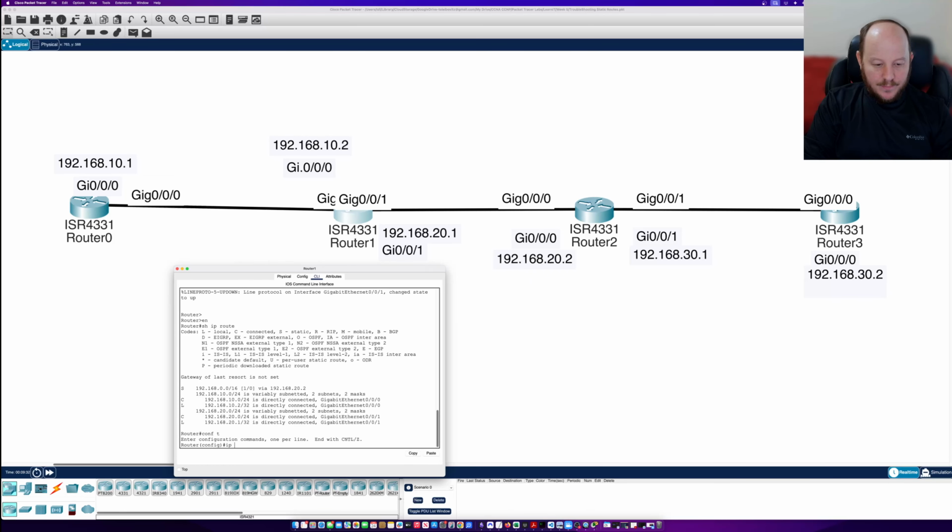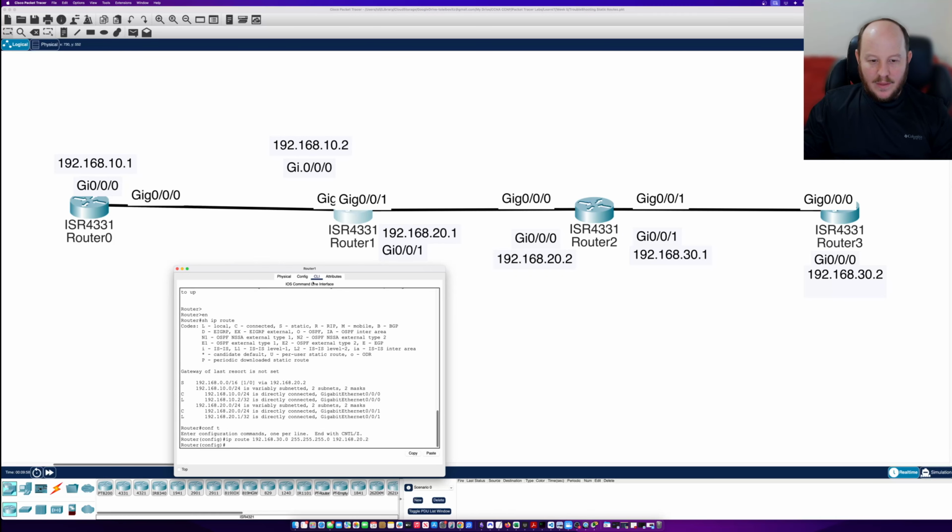Go to global config mode, IP route, 192.168.30.0, 255.255.255.0. In this case, what would router 1's next hop be? It'd be this next interface over, gigabit 000, which is configured as 20.2. So we'll configure that for the next hop. And there we go.